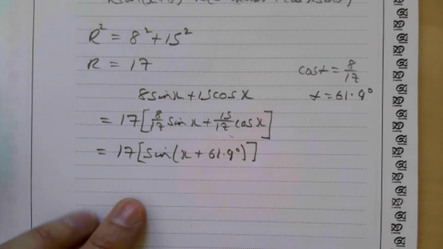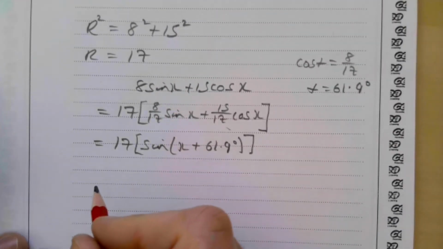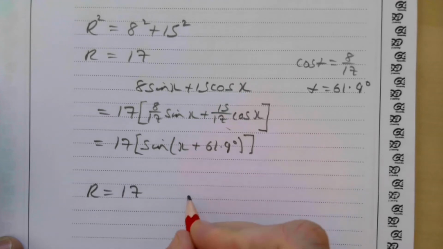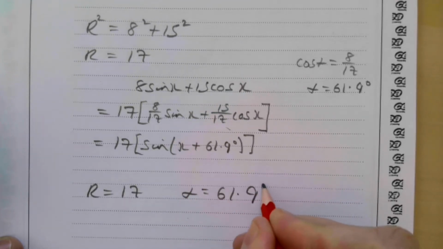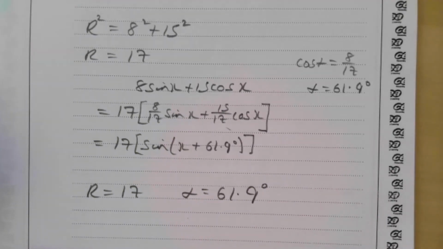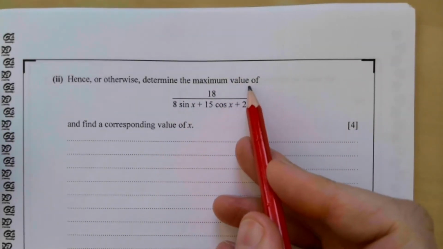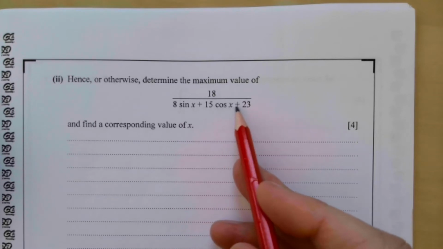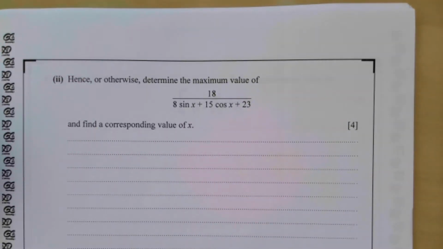They've asked for two things really. They've asked for the r and the alpha. So just write them finally, although they are there anyway. R is 17 and alpha then is 61.9 degrees. Hence or otherwise determine the maximum value of 18 over 8 sine x plus 15 cos x plus 23 and find a corresponding value of x.